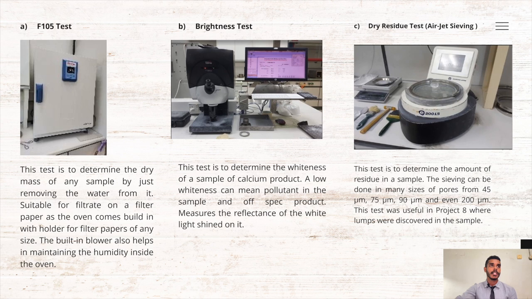The first one was the F105 test. This is a simple test to determine the dry mass of any sample. The next one is a brightness test, which is to determine the whiteness of our calcium products. There are a lot of calcium products and the whiteness determines the quality of the product. Next is the dry residue test, which is to determine the sample sizes of our products. Some samples are classified based on how big the particles are, and the particles can range from as small as 10 microns to as big as 200 microns.